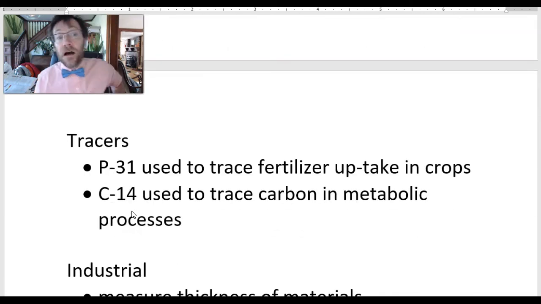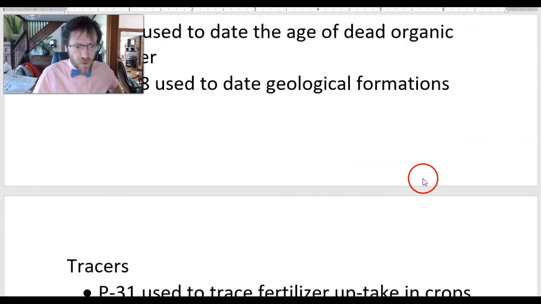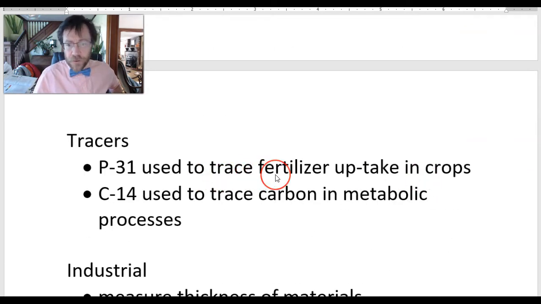All right, now this last one, or second last one, are tracers. So we sort of saw tracers up here with this guy, right? We put something radioactive into a living thing or in the environment, and we just followed it with an X-ray camera, basically, something that takes a picture of radiation. So with tracers, we can trace fertilizers and watch it being taken up into crops. Phosphorus is a major source of nutrients in fertilizers. Phosphorus-31 is radioactive. Not a terribly long half-life, so it's okay to put it out into the environment because it doesn't last very long.